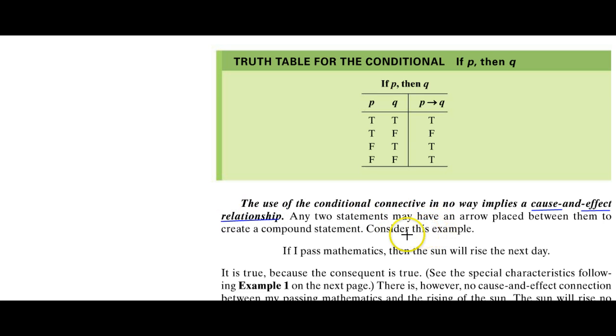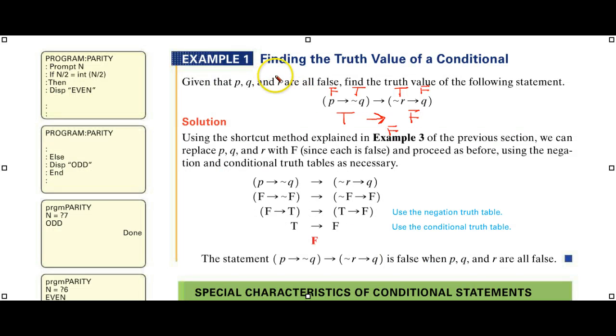Consider the following. If I pass math, then the sun will rise. Well, passing math is a possibility, and we know the sun will rise, whether this is true or not. Okay. Now again, as we do examples, it's sometimes useful not to look at the answer first, but to try it based on what we know.